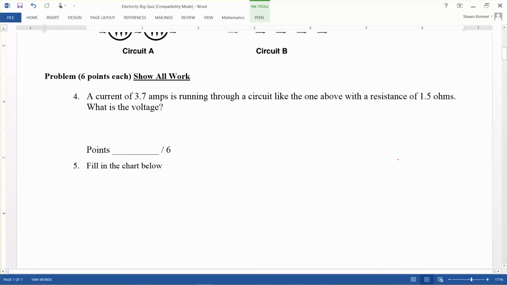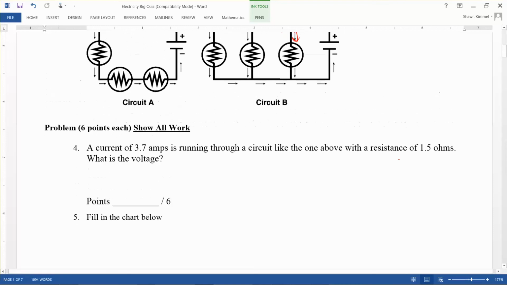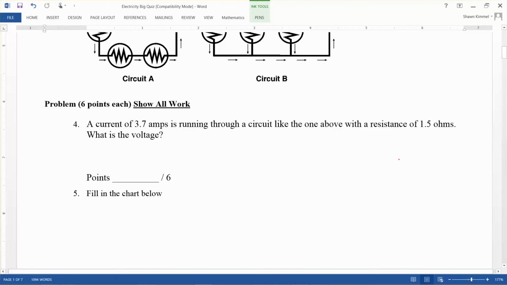Okay. A current of 3.7 amps is running through a circuit like the one above with a resistance of 1.5 ohms. What is the voltage? I know that this is my current, this is my resistance, and they're asking for voltage. So I'm going to use an equation that uses V, I, and R: V equals I times R. The current is 3.7, the resistance is 1.5 ohms, and if I pull my calculator out real quickly, you get a voltage of 5.1 volts.